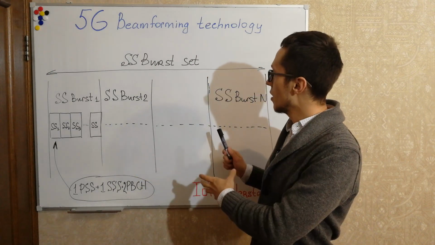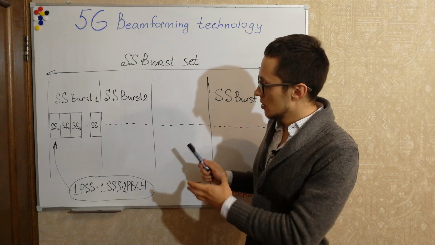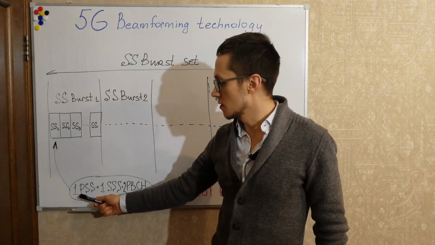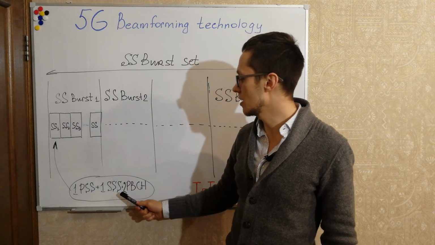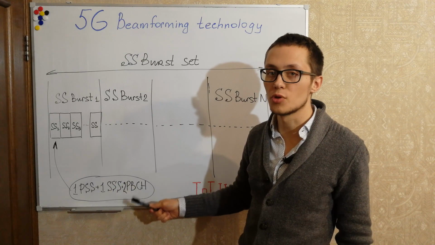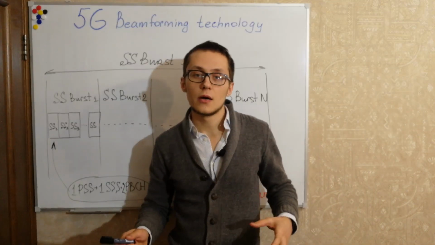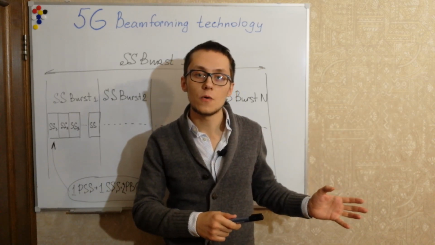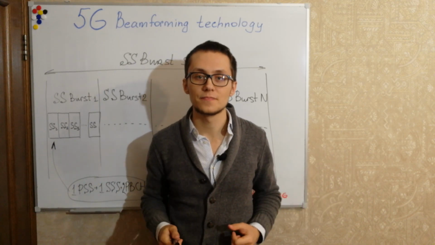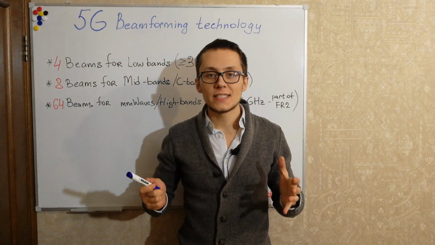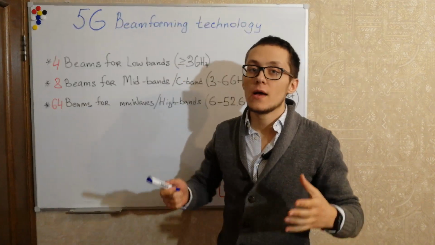So this is how it is organized on the physical layer. One SS block contains one symbol of PSS, one symbol of SSS, and two symbols of physical broadcast channel. So let's look at the other side, how beam management works and what it contains. Every SSB block has its own beam.